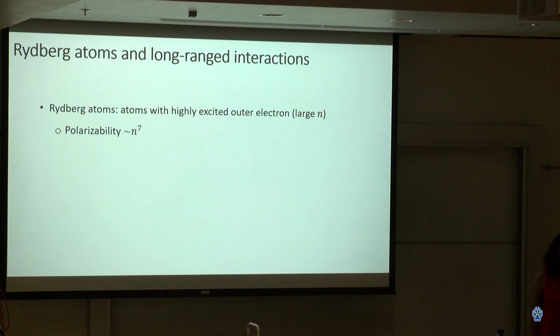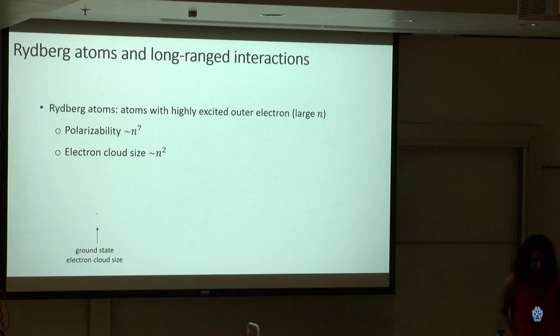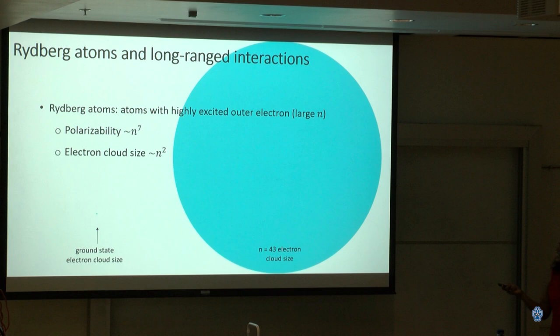So the dipole moments for these Rydberg atoms are huge. The electron cloud size also goes as n squared. So if you have a ground state atom that has an electron cloud size this big, which you may or may not be able to see, an n equals 43 Rydberg atom looks like this. It's really, really big by comparison. Instead of being sort of angstrom size, these ones are 0.1 to 0.2 micron size, really big atoms.